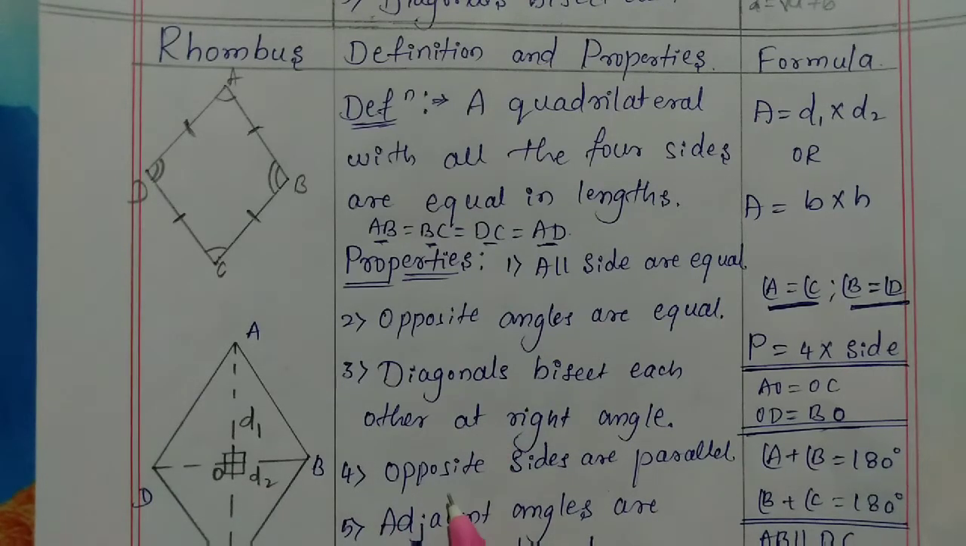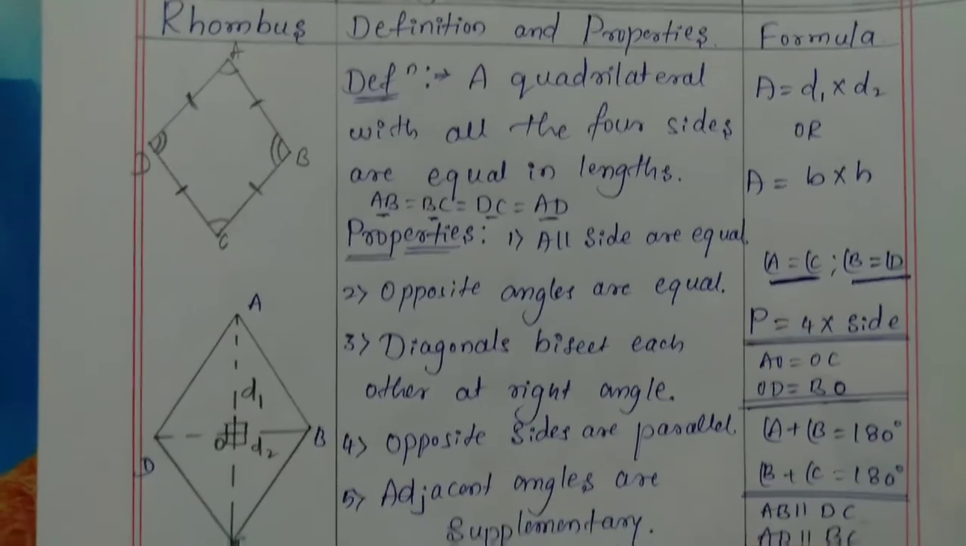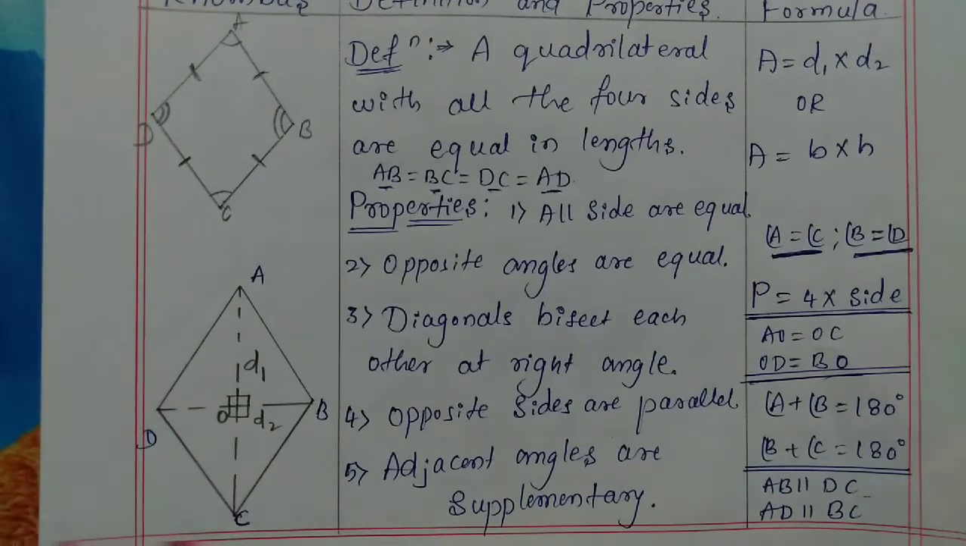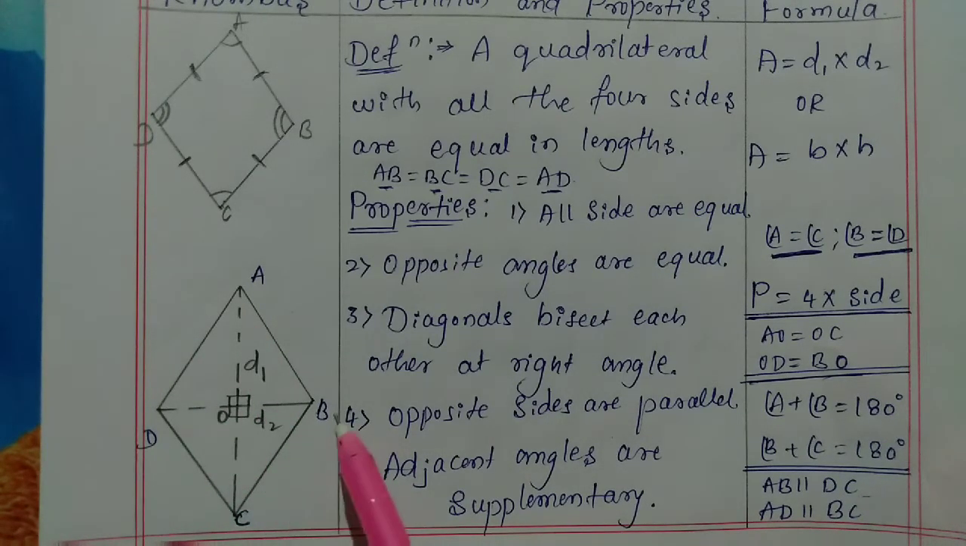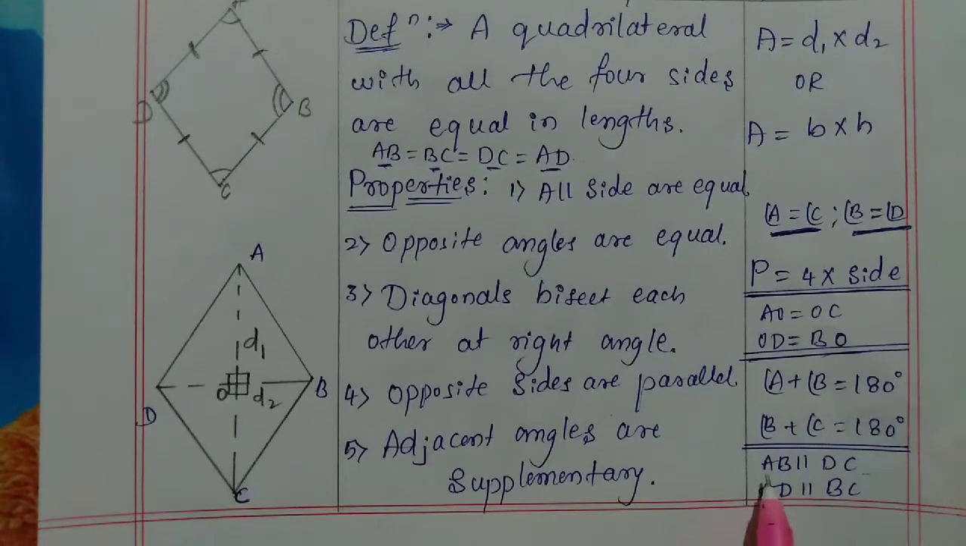Next I will go to the fourth one, that is opposite sides are parallel. So here this is AB and this is DC. These two sides are parallel, and also AD and BC. These two sides are parallel. So I will write here AB is parallel to DC and also AD is parallel to BC.